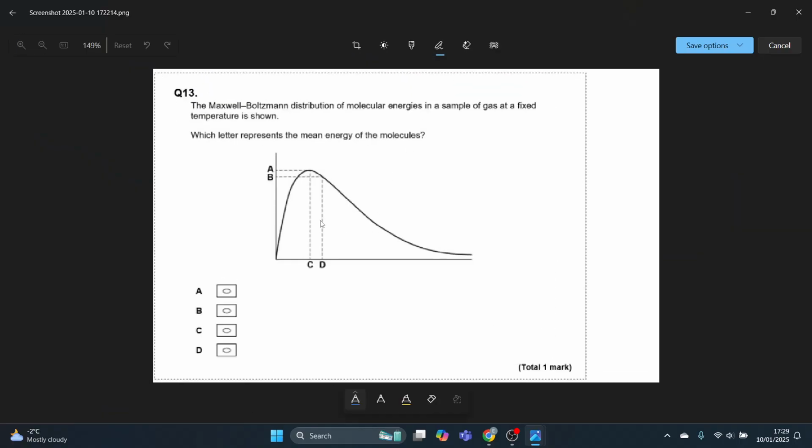Which letter best represents the mean energy of the molecules? Okay, but in this case, they've given us A and B and then C and D. They're not on the same axis. Well, this is obviously going to be C or D. Well, C, again, that's the most probable energy. The answer is D.